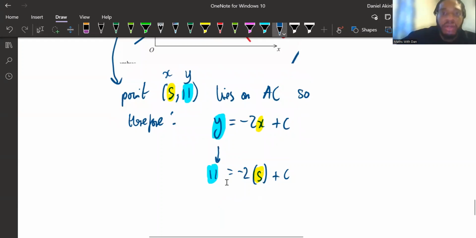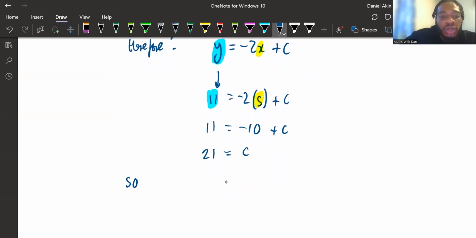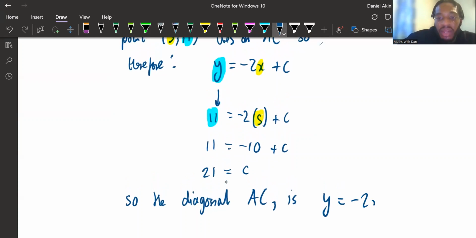Okay, cool. So now we just solve the equation. What is -2 times 5? That is just -10, isn't it? So we've got 11 is equal to -10 plus c. Therefore, adding 10 to both sides, we get 21 is equal to c. So the diagonal AC is y is equal to -2x, remember, that was the gradient, plus 21. And that is our final answer.